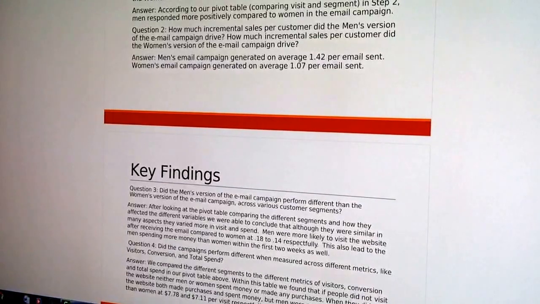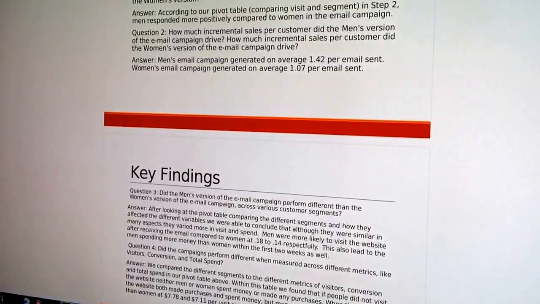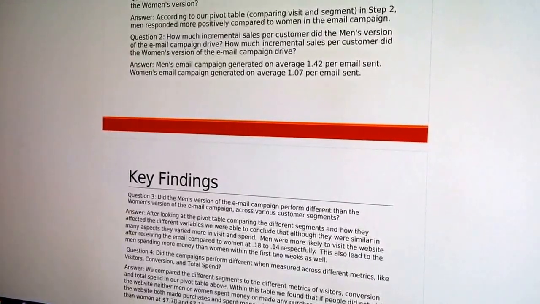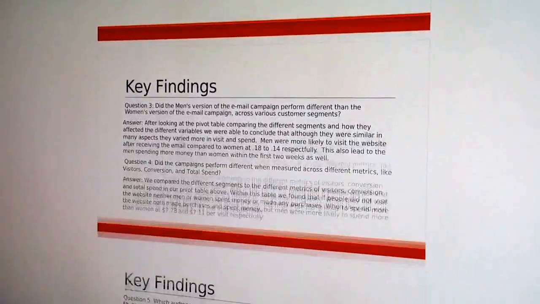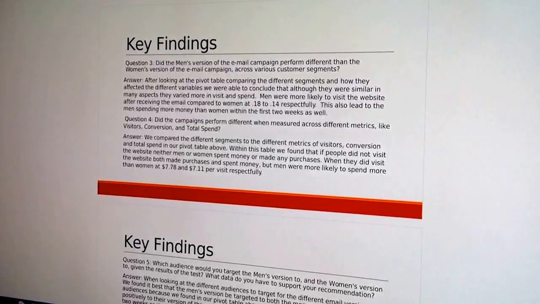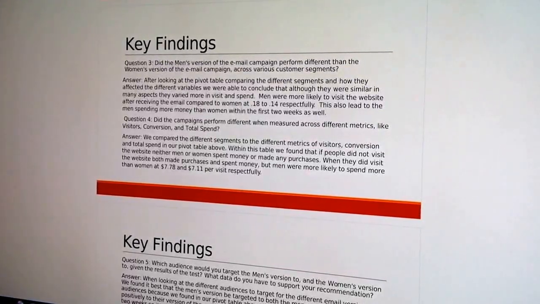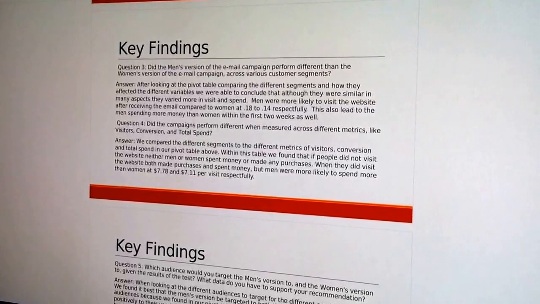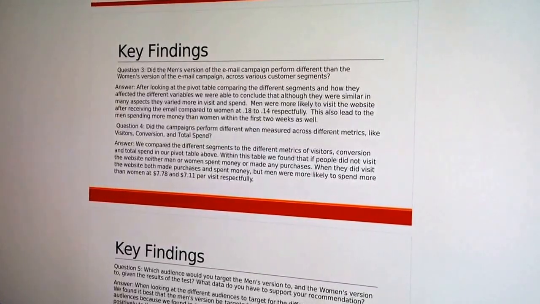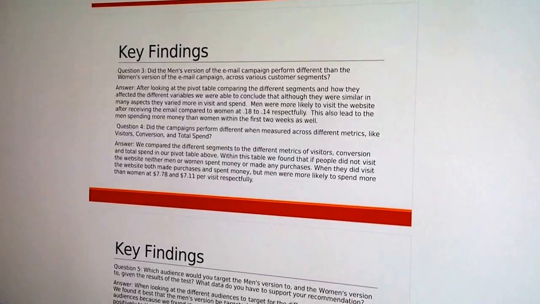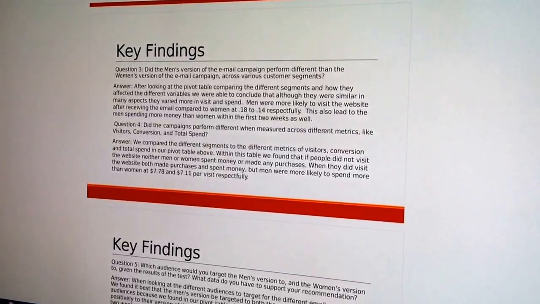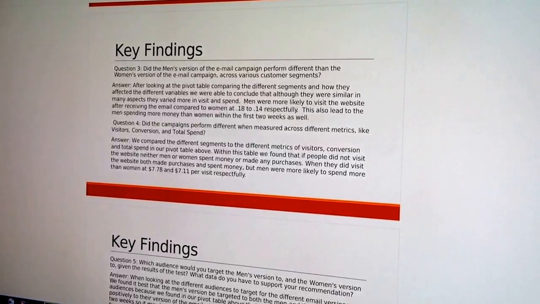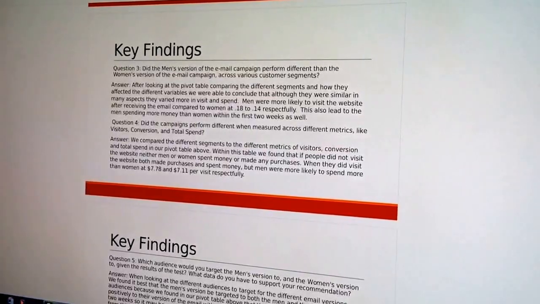Talking about the incremental sales kind of explains how effective the campaign was. The men's version generated $1.42 per email sent compared to women's, which was around $1.07. Moving on, there's the men's version of the email campaign performing differently from the women's across the various segments. We saw that obviously the men were more likely to visit the website at 0.18 compared to 0.14 respectively. This also led to men spending more money than women within the first 2 weeks of receiving the email.